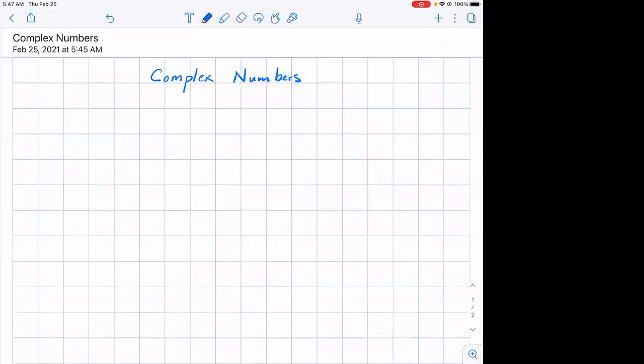Hello. In this video, we'll focus on complex numbers. Complex numbers allow us to expand our work with radicals to include square roots of negative numbers and to solve some equations that will lead to the square root of negative numbers.